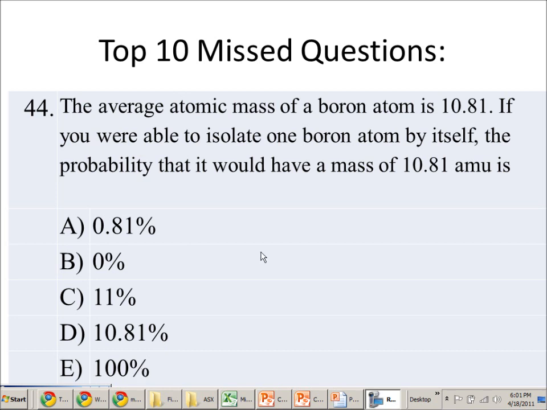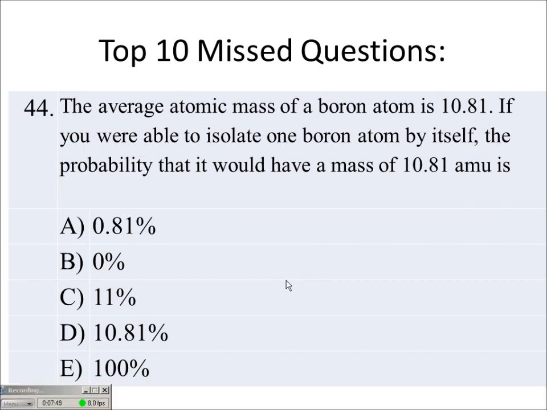So the probability of you picking this mythical one that has a fractional mass all by itself of 10.81 AMU is 0%. You should be thinking it's either going to be like 10 or 11, and this is just an average of 10 or 11. The answer is B, yes. There's no chance, 0% probability, that you find a boron atom with 5 protons and 5.81 neutrons. You only have 5 or 6 or 7, a whole number of neutrons.